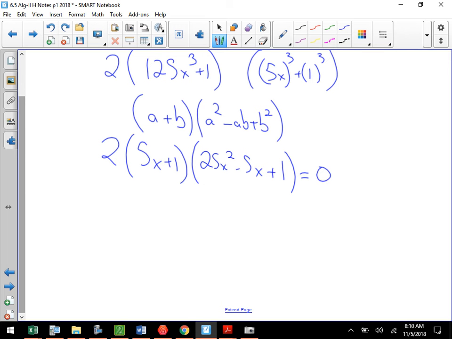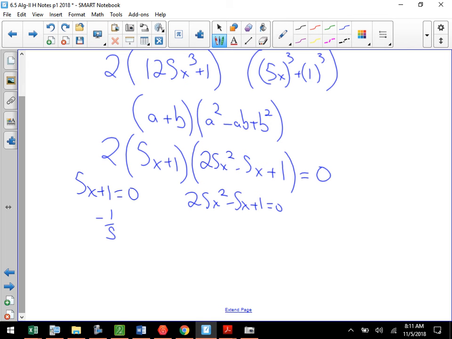Then you got to find your zeros. Okay. Does that scalar of 2 have any bearing on the problem anymore? Nope, not at all. So then I have to take my terms, the 5x plus 1, set it equal to 0. 25x squared minus 5x plus 1, set that equal to 0. Well, one of those is pretty easy to do. Woohoo! Negative 1/5. Subtract and divide.